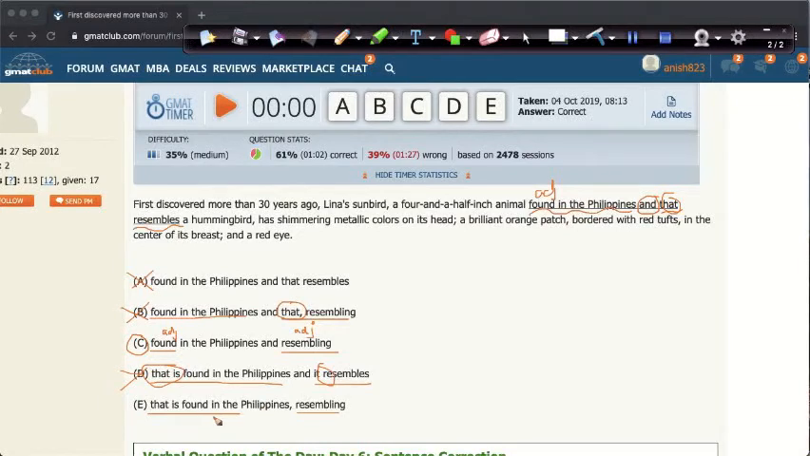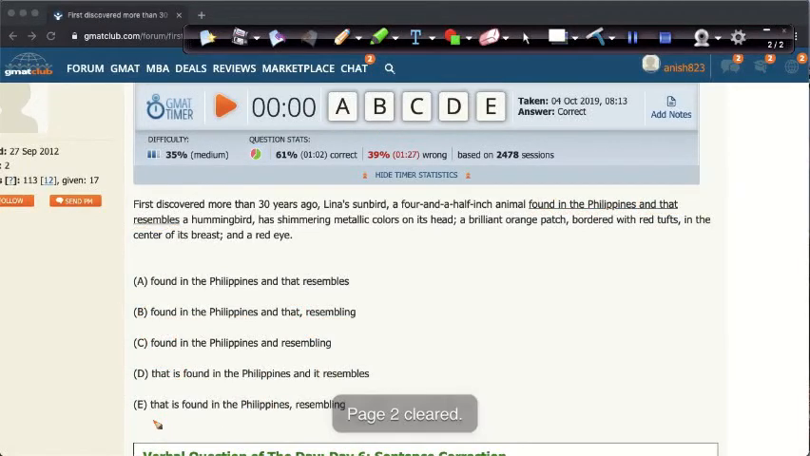So let's spend another second looking at answer choice E. I'm going to clear this so that we can look at it a little bit more carefully. The sentence says a 4.5-inch animal that is found in the Philippines, comma, resembling a hummingbird. Well, could this be correct? This part is talking about the animal, and then we have a comma, and then we're starting something else. So does it have to be parallel? Here we don't have the "and," so no, it doesn't have to be parallel here. But is it correct?